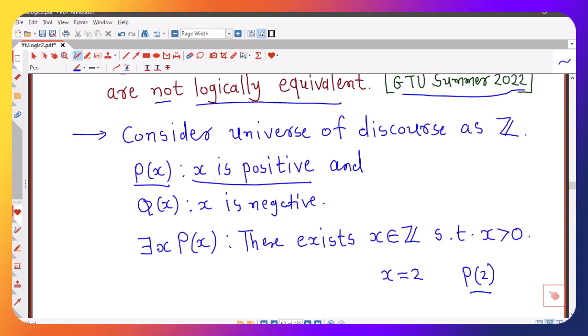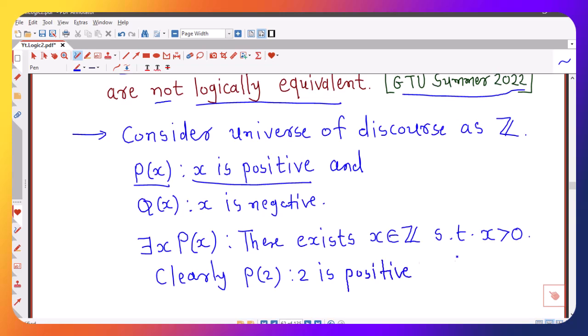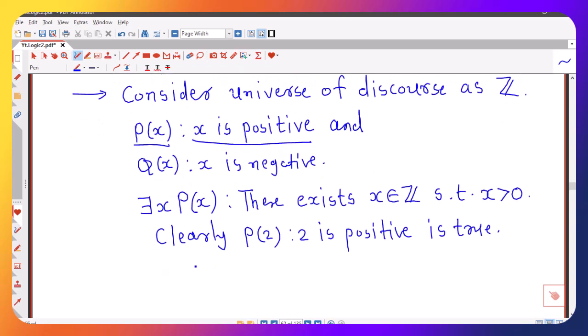So we have x equal to 2 such that p(2) is true, and we require at least one value of x. Otherwise we have an infinite number of positive integers. So here we can write clearly: if p(x) is x is positive, p(2), 2 is positive, is true, and therefore we can say that this statement, there exists x such that p(x), is true.